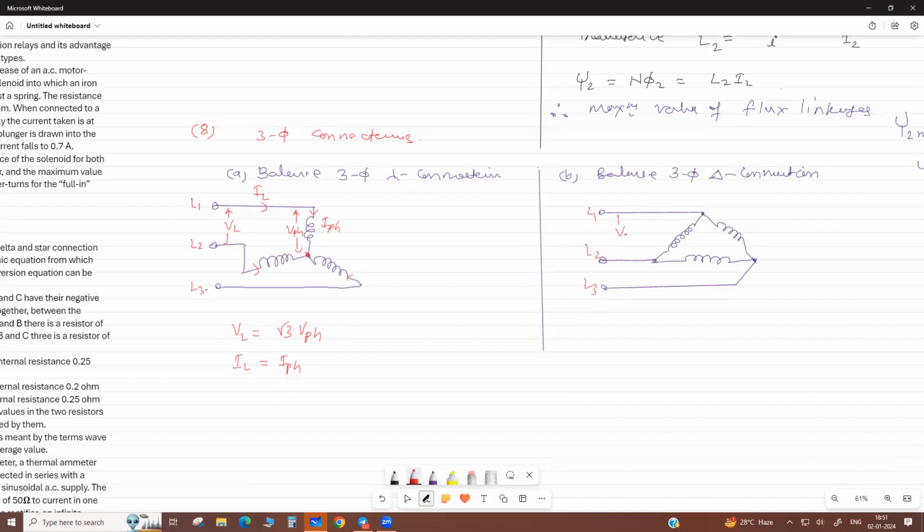In delta, the voltage across this is the phase voltage, but the current here is the line current. Now at this point it is divided, and this is the phase current. So actually in delta, line voltage equals phase voltage, but line current equals √3 times phase current. This only.